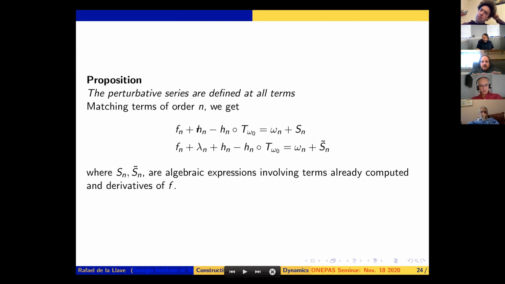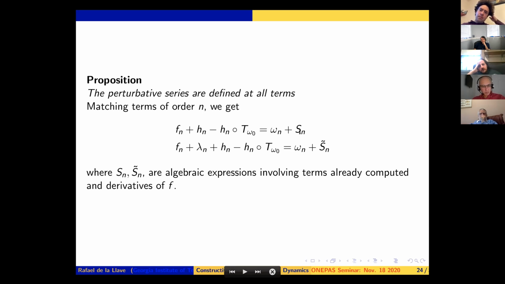You get Fn at Hn composed with T of omega 0 is equal to omega n plus Sn, and these are all things that have been computed previously. So those are the equations that you get. And for the counterterm method, this is what you get once you start doing the things. And there is no omega n here, sorry, that's another typo. In the counterterm, there is no counterterm there.